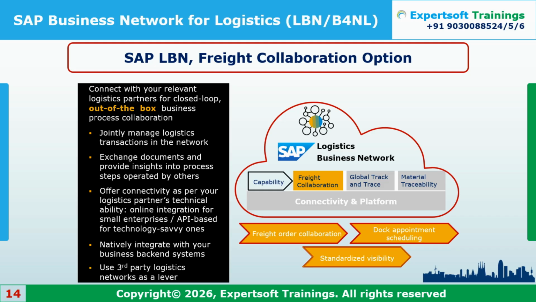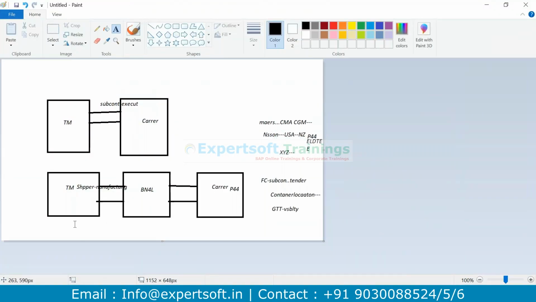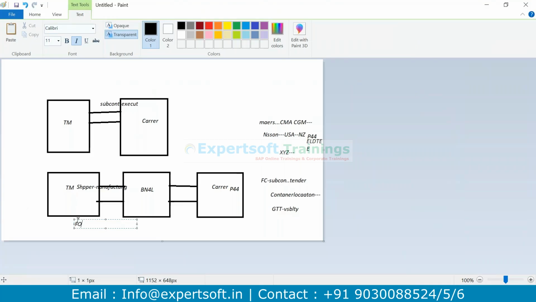We have freight collaboration, as I mentioned. Freight collaboration has functionality which I mentioned here: subcontracting and tendering. And apart from this, we have dock appointment scheduling also. You must know dock appointment scheduling. As soon as the shipper has a freight order, just for example, he has to give it to a carrier to execute the shipment.